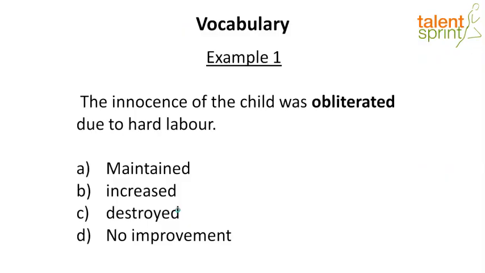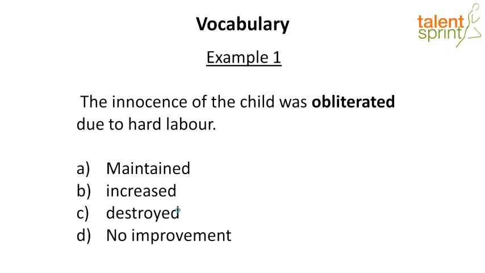Our first example here is, the innocence of the child was obliterated due to hard labor. And the highlighted word is obliterated. Lucky for us, we have a context here. And the options are maintained, increased, destroyed, and of course no improvement. So we're talking about something of the child, which is the innocence, right, let's leave that as a blank, due to hard labor. So there has been a change. There is hard labor, which is the reason or the cause by which the innocence of the child has changed, or something has happened to it.